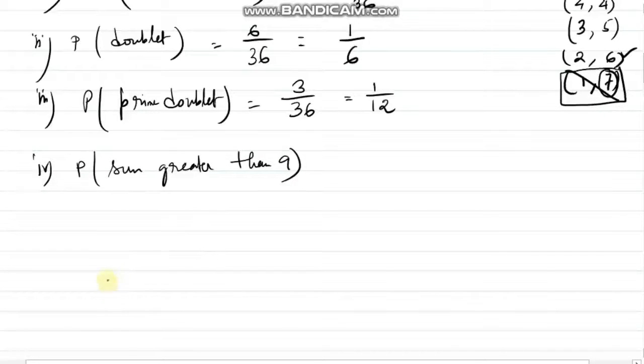The minimum sum, if I throw 2 dice or if I throw a die 2 times, will be 1 plus 1, that is 2. And the maximum sum is 6 plus 6, that is 12, right? So, if the sum is greater than 9, what are the options here? The sum can be 10, 11, or 12, right?